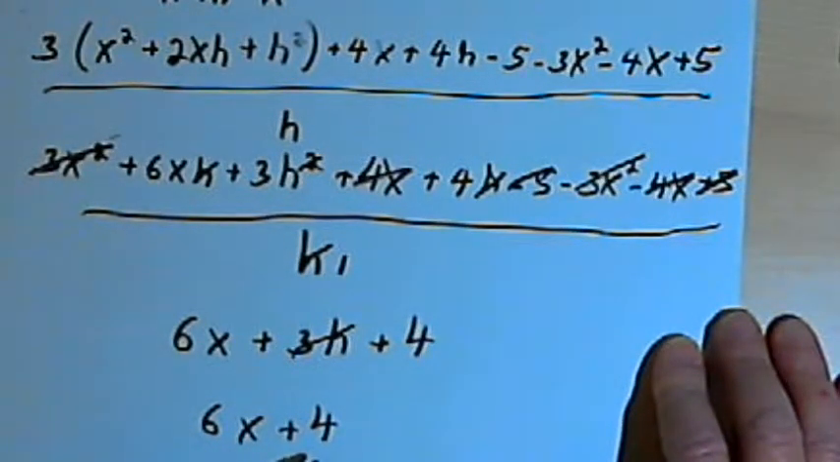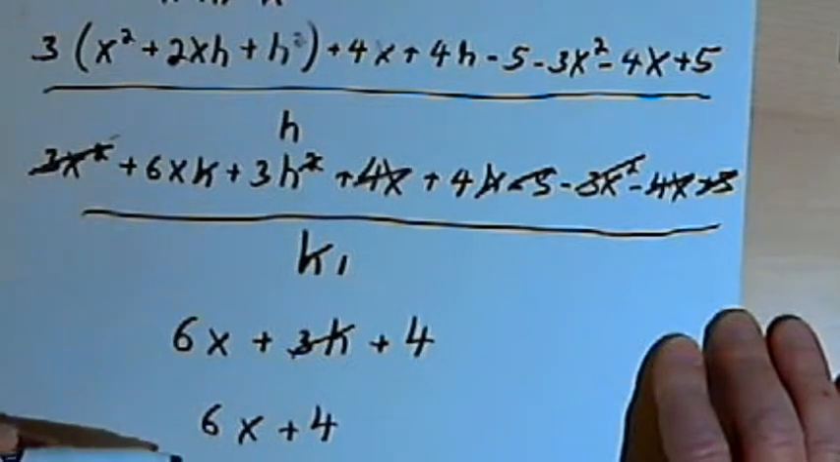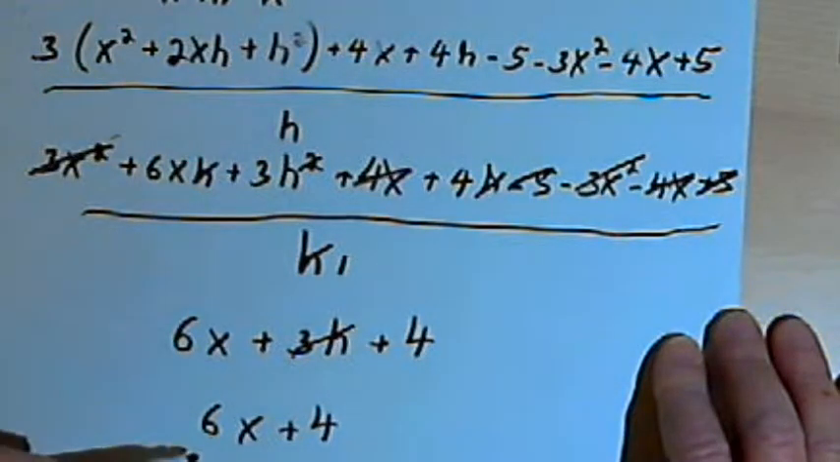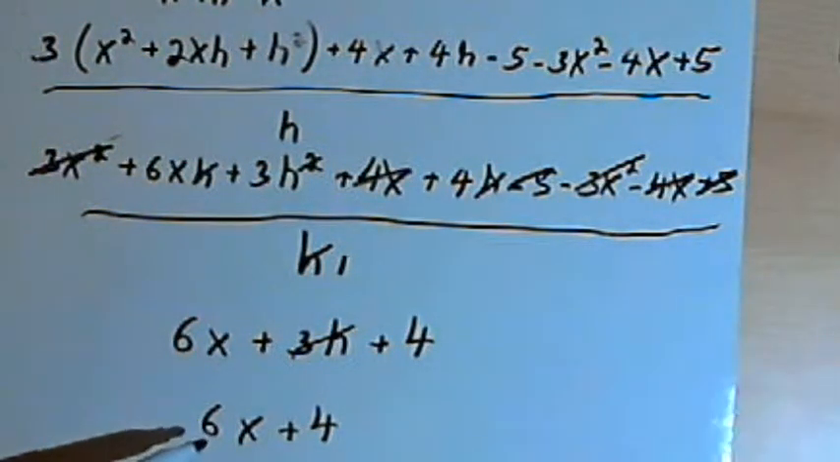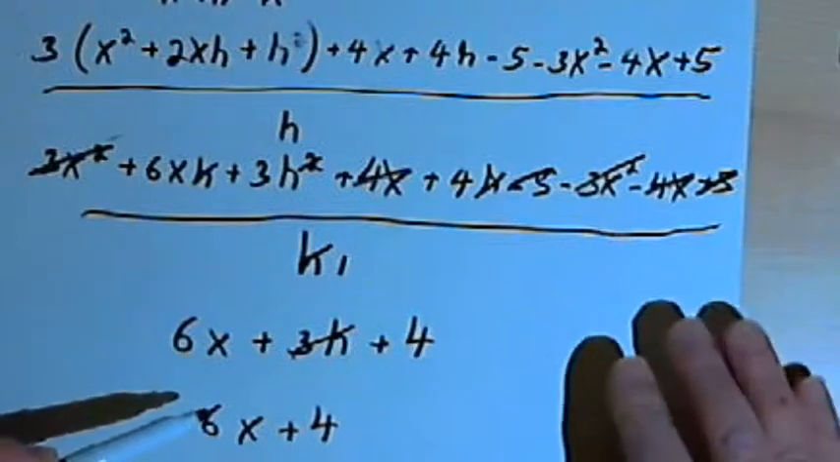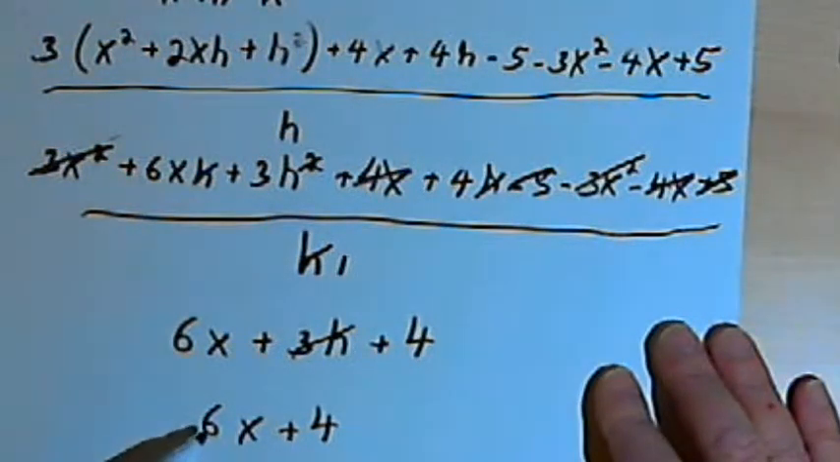Notice it's 6x plus 4. If we said y equals 6x plus 4, it would just be a standard linear equation, a slope, a straight line. Okay? So the slope at any point on the function that we started out with is 6x plus 4.